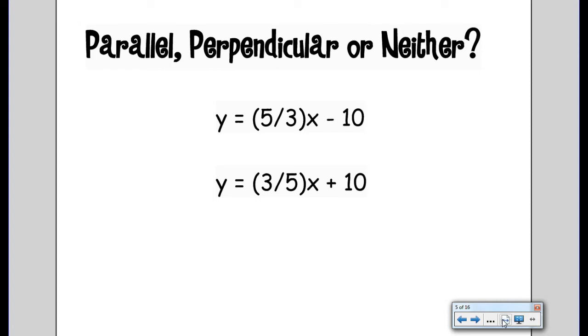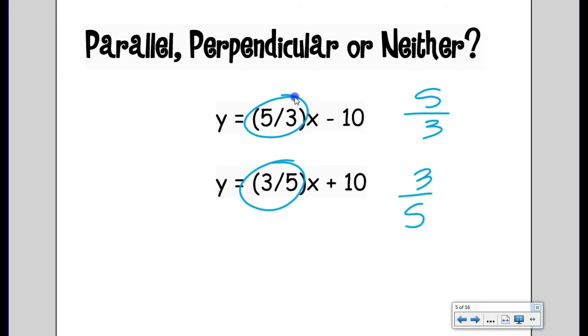First you ask yourself, are these numbers the same numbers? No. 5/3 is not the same as 3/5. So we know they're not parallel. Are these numbers opposite reciprocals? They're reciprocals, but they're not opposite, because this is positive and this is positive. An opposite means one is positive and one is negative. So what's our answer to this problem? The answer is neither.